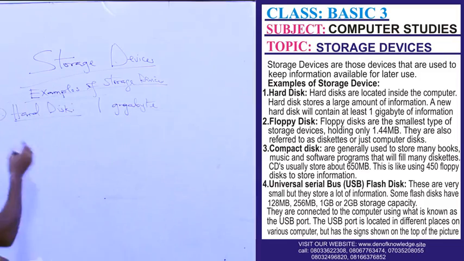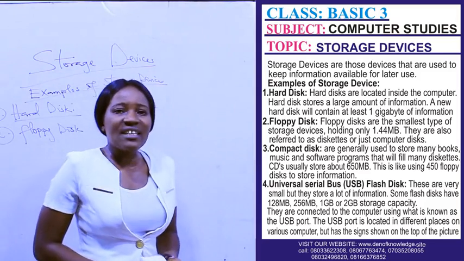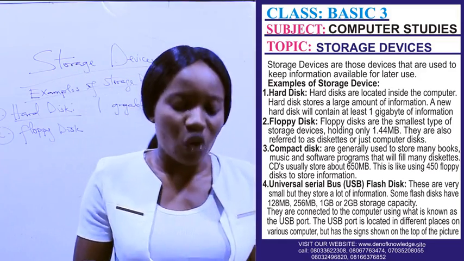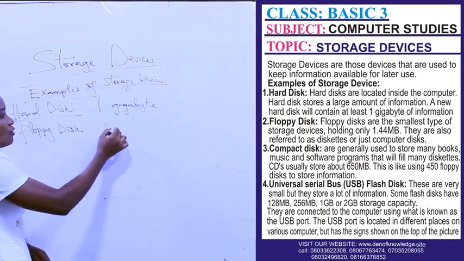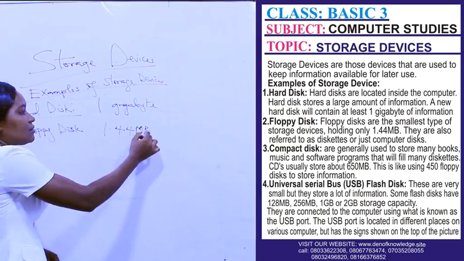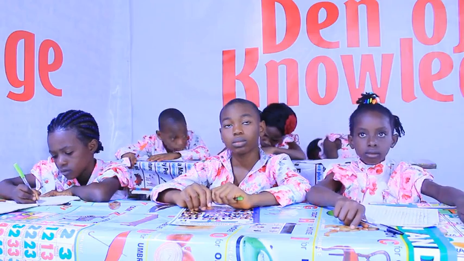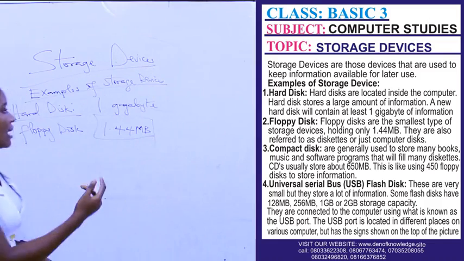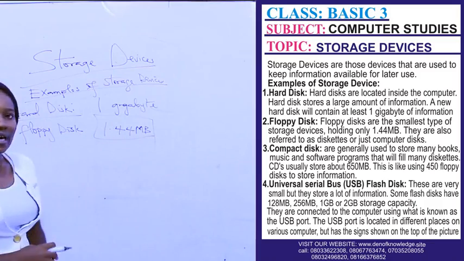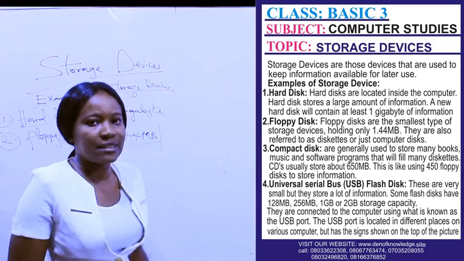The next one is floppy disk. Floppy disks are the smallest type of storage devices, holding about 1.44 megabytes. A floppy disk is a storage device. You can use it to store information, and it has about 1.44 megabytes. This MB means megabyte.